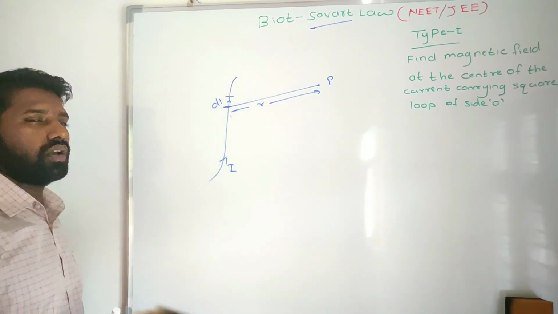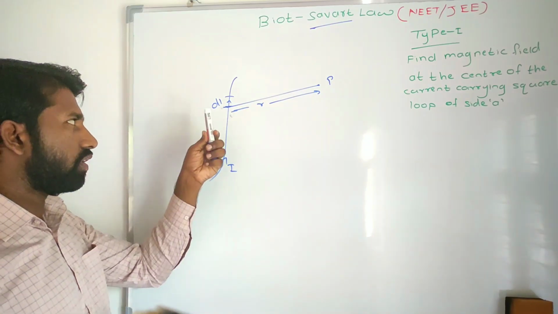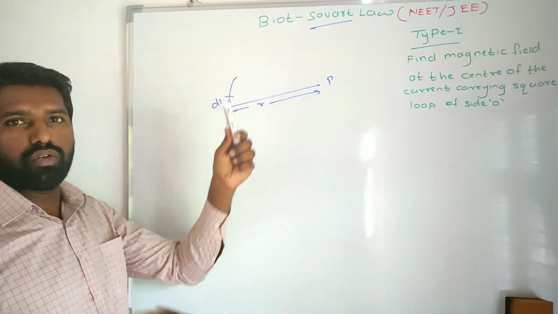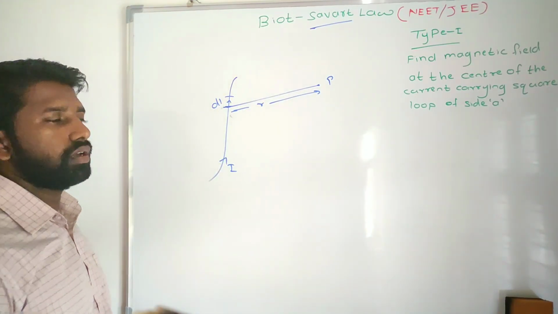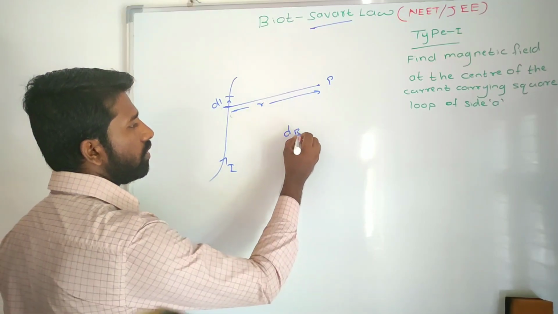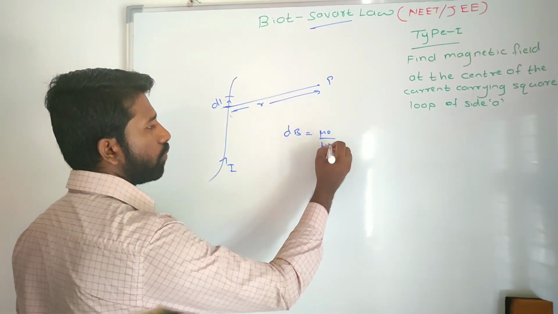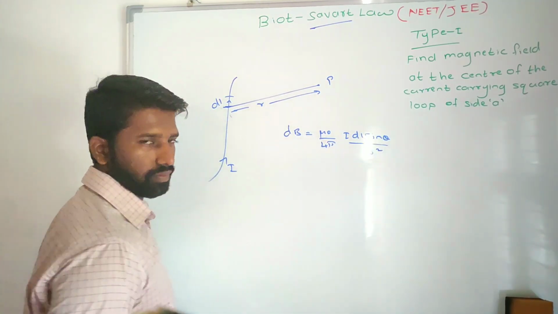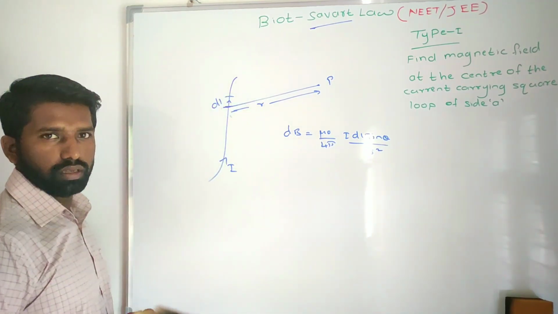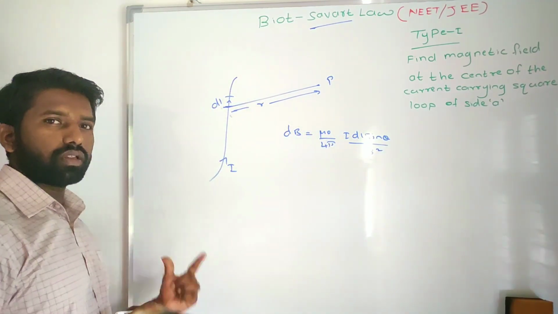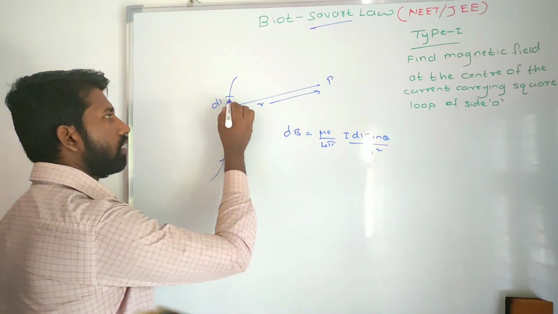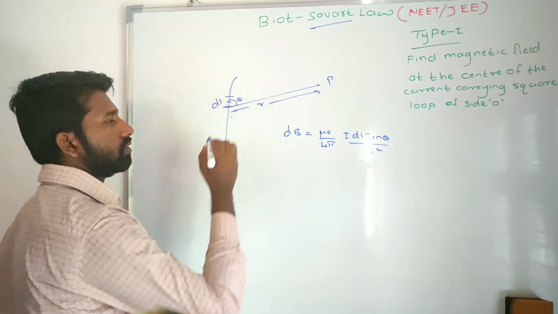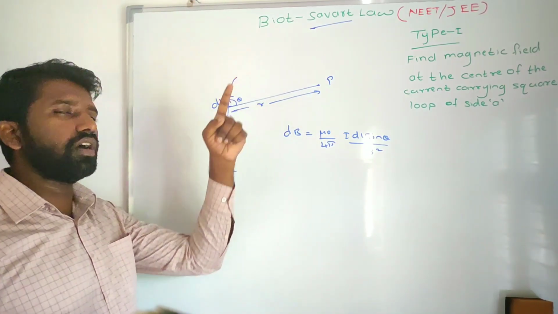Biot-Savart law says that the magnetic field produced by a small current element at a point which is at distance r from the current element is dB equal to mu 0 divided by 4 pi, I dl sin theta divided by r square. I is the current flowing through the current element and dl is the length of the current element. Theta is the angle between the r vector and dl. This is the theta, and r is the distance from the current element.